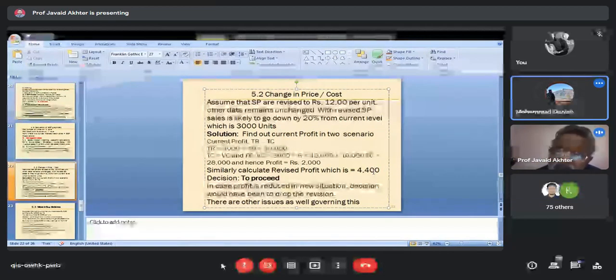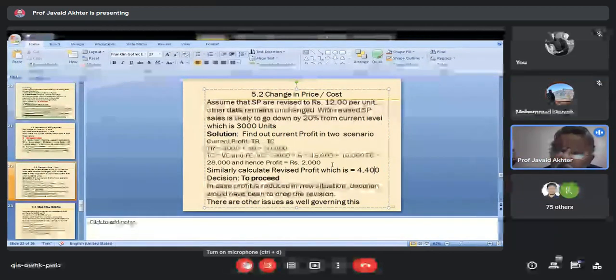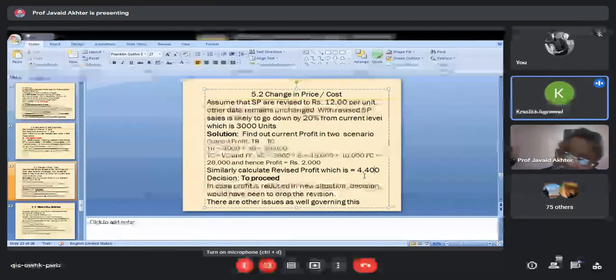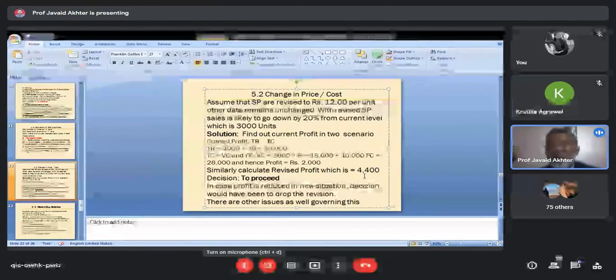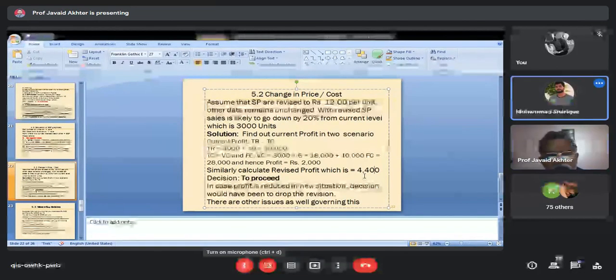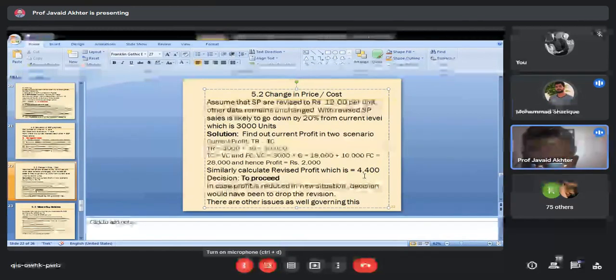मैंने calculated figure लिख दी है time save करने के लिए. If you calculate on your own, you will come up with 4,500. Sorry, 4,400. You may try on your own and see that this is correct. So what will be your decision? Sir, sales price बढ़ा देना चाहिए. बढ़ा देना चाहिए, इसलिए कि your profitability has gone up by more than 100%.